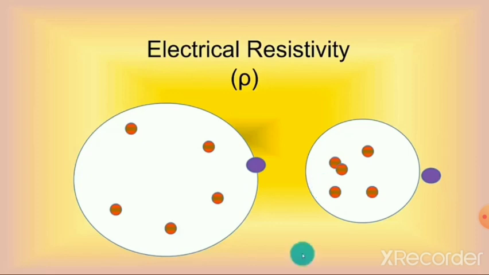Now it is clear to have this concept. If the area is larger, then the resistance is less. If the area is smaller, then the resistance is high, and hence we can have area of cross-section in the denominator, that is R proportional to 1 by A.